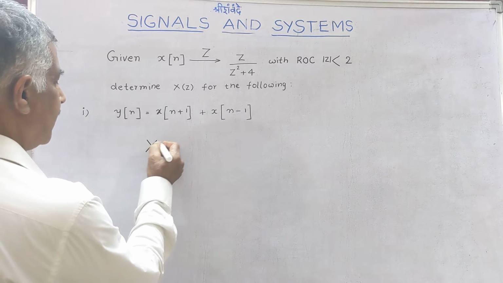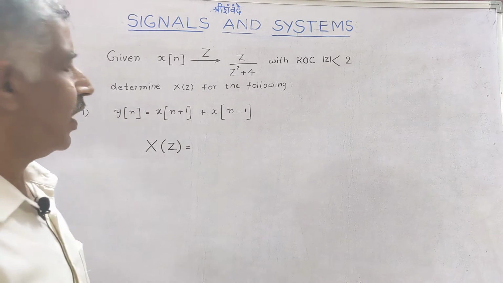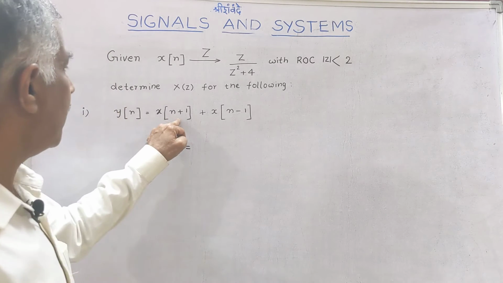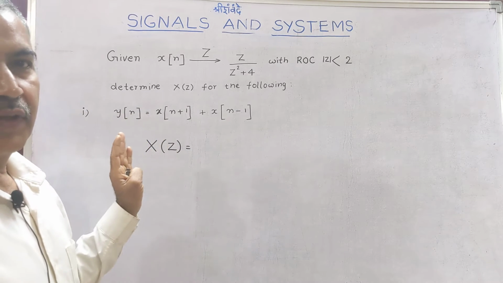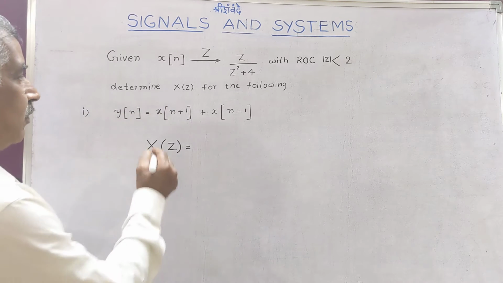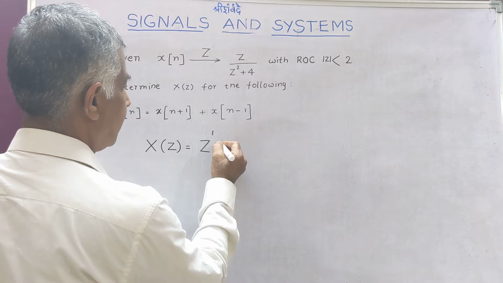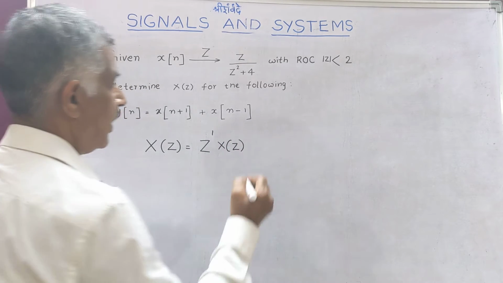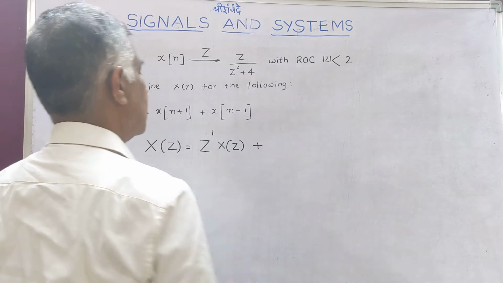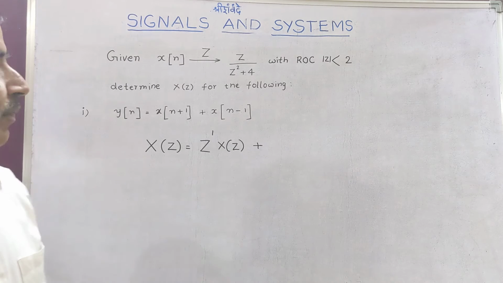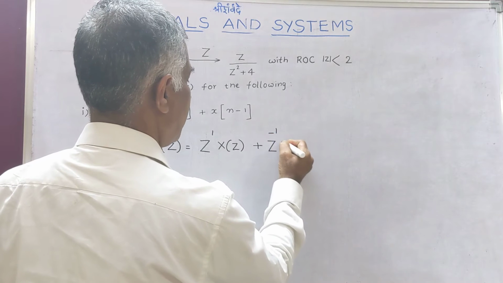So to find y of z, first look into this term and you remember the property. The property is shift property. Shift left, that is n plus 1. Therefore, the z transform is given by z to the power of 1 times x of z. Next, plus x of n minus 1, that is shift to the right. Therefore, z to the power of minus 1 times x of z.